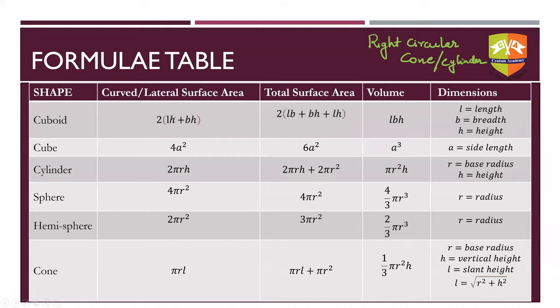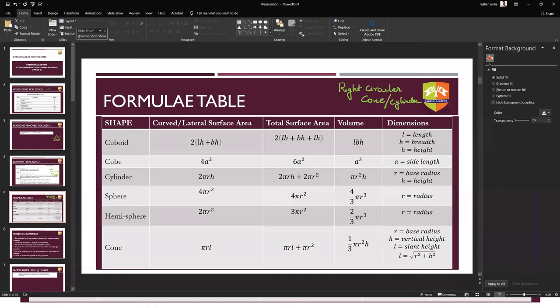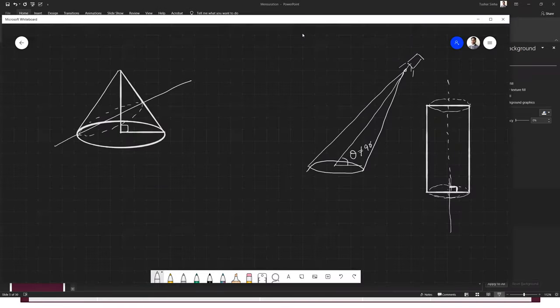So what is curved and lateral surface area? Curved surface area is if you just take away the base and the top surface, if at all there is any, then that will be called curved surface area or lateral surface area. So you have to just ignore the base. Coming back to this, curved surface area would be this area. If you unwind it or cut it open, then the area is the curved surface area. So the base is not counted in curved surface area, right?